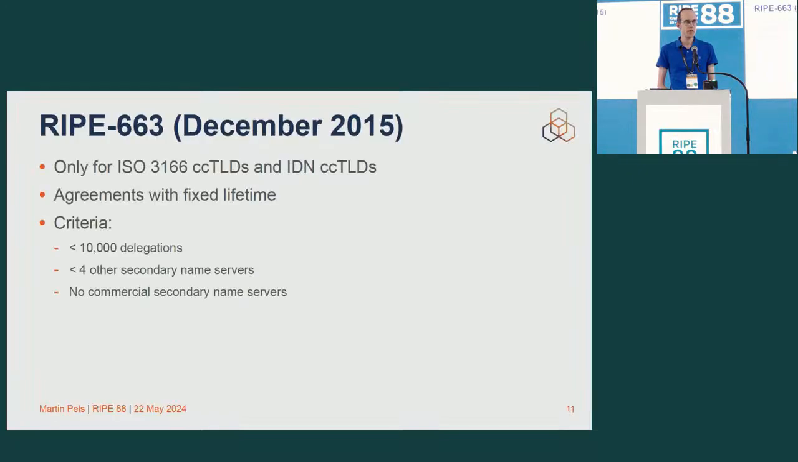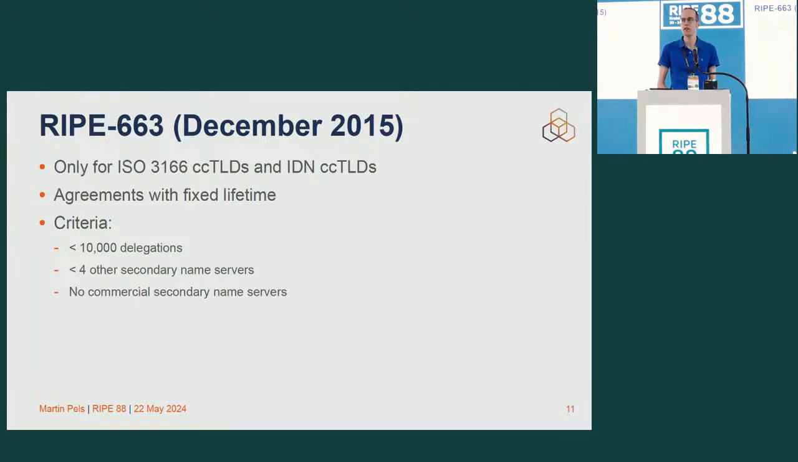So about the ccTLDs, this service is defined in the RIPE document, RIPE 663. It is meant for smaller ccTLDs that are not able to support their own full infrastructure. And we offer a service to them to be secondary for their zones. In the RIPE document, it is defined that this is only based on agreements with a fixed lifetime, so that we can evaluate and reevaluate if these ccTLDs still adhere to the criteria we have for this.